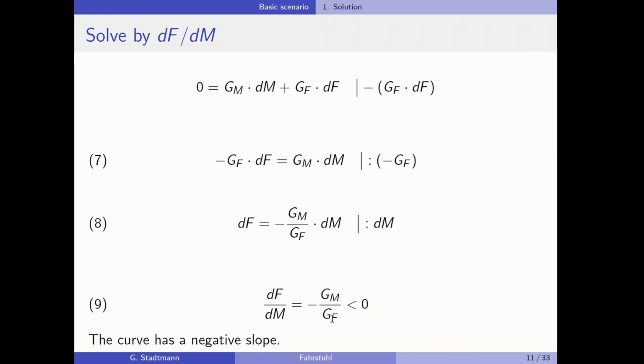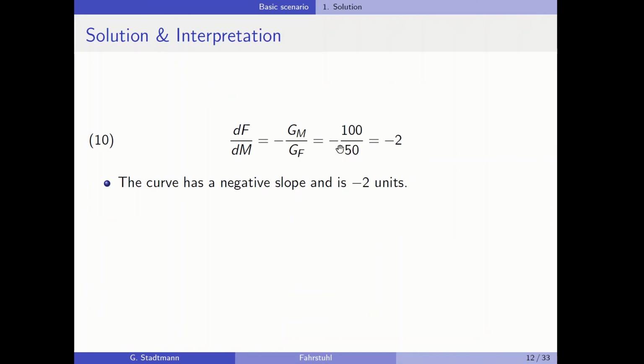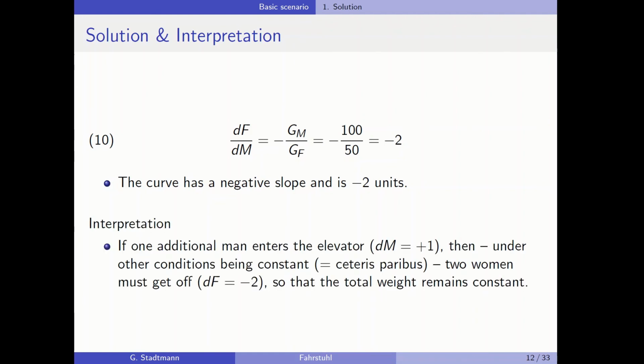Let's plug in the numbers for the weight of the men and the weight of the females. So it's 100 over 50. So the curve has a negative slope of minus 2 units. And this has to be interpreted in the following way. If one additional man enters the elevator, then under all other conditions being constant, we call it ceteris paribus, 2 women have to leave the elevator so that the total weight remains constant.